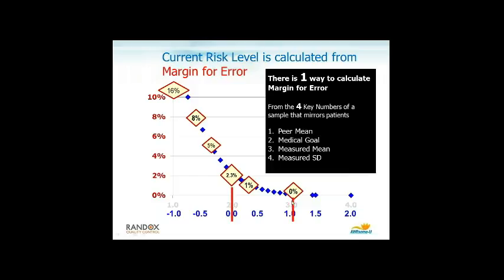If I have a margin for error of 1, it's virtually 0%. If my margin for error is minus 0.35, that's equivalent to a sigma of 1.65, and that's a 5% error rate. If my margin for error is minus 1, that's a 16% error rate, and that's a 1 sigma method. Another reason I prefer margin for error above sigma is it is so intuitive that when the method is 0, things are bad.